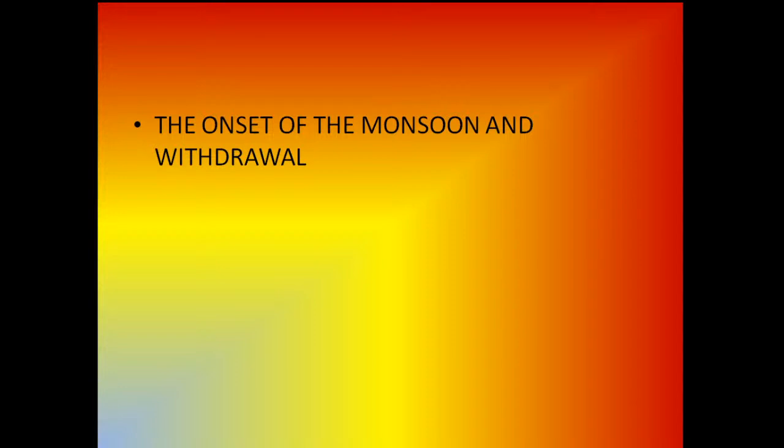So children, I am going to start with the topic of the onset of the monsoon and the withdrawal. Let's talk about this topic. The monsoon winds are the winds which flow in a particular direction at a particular time of the year.